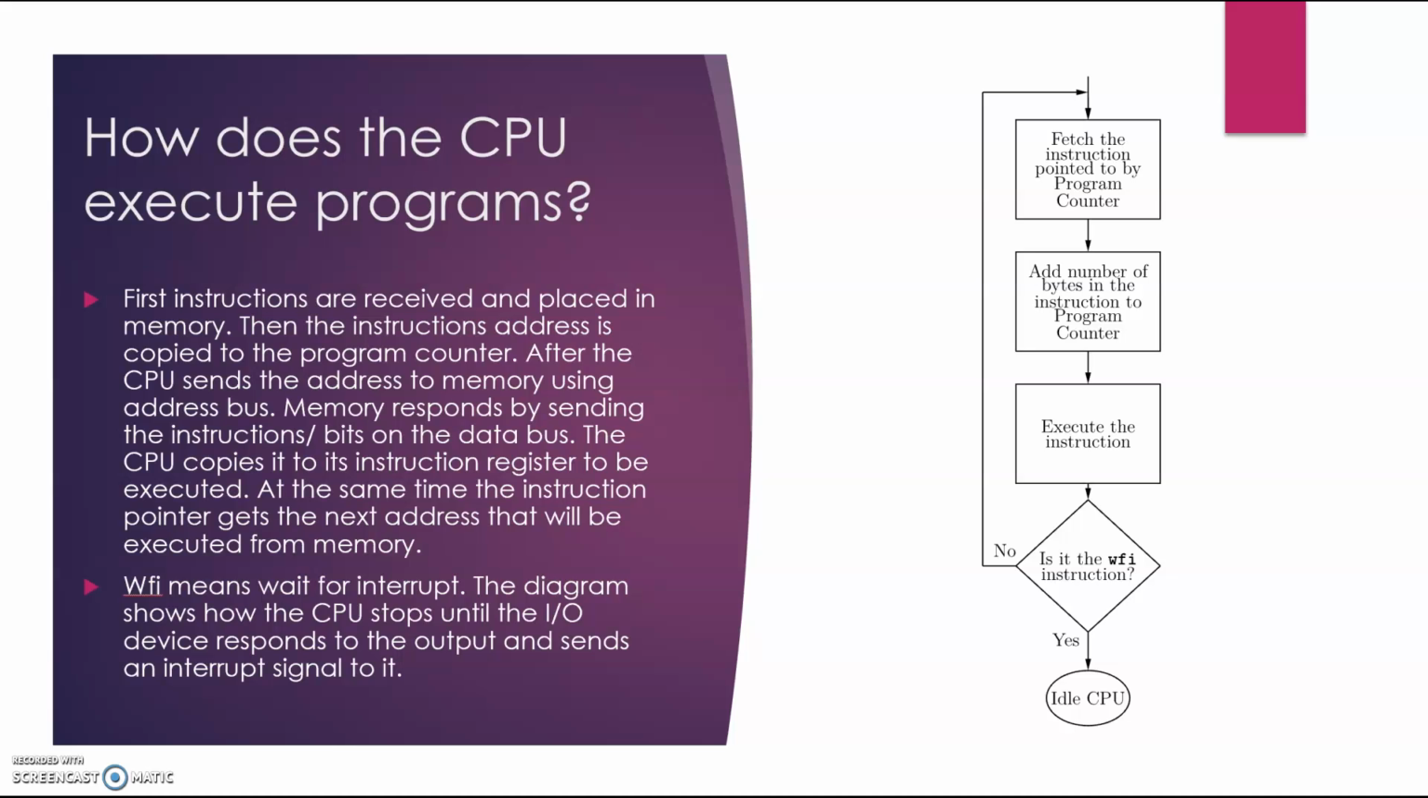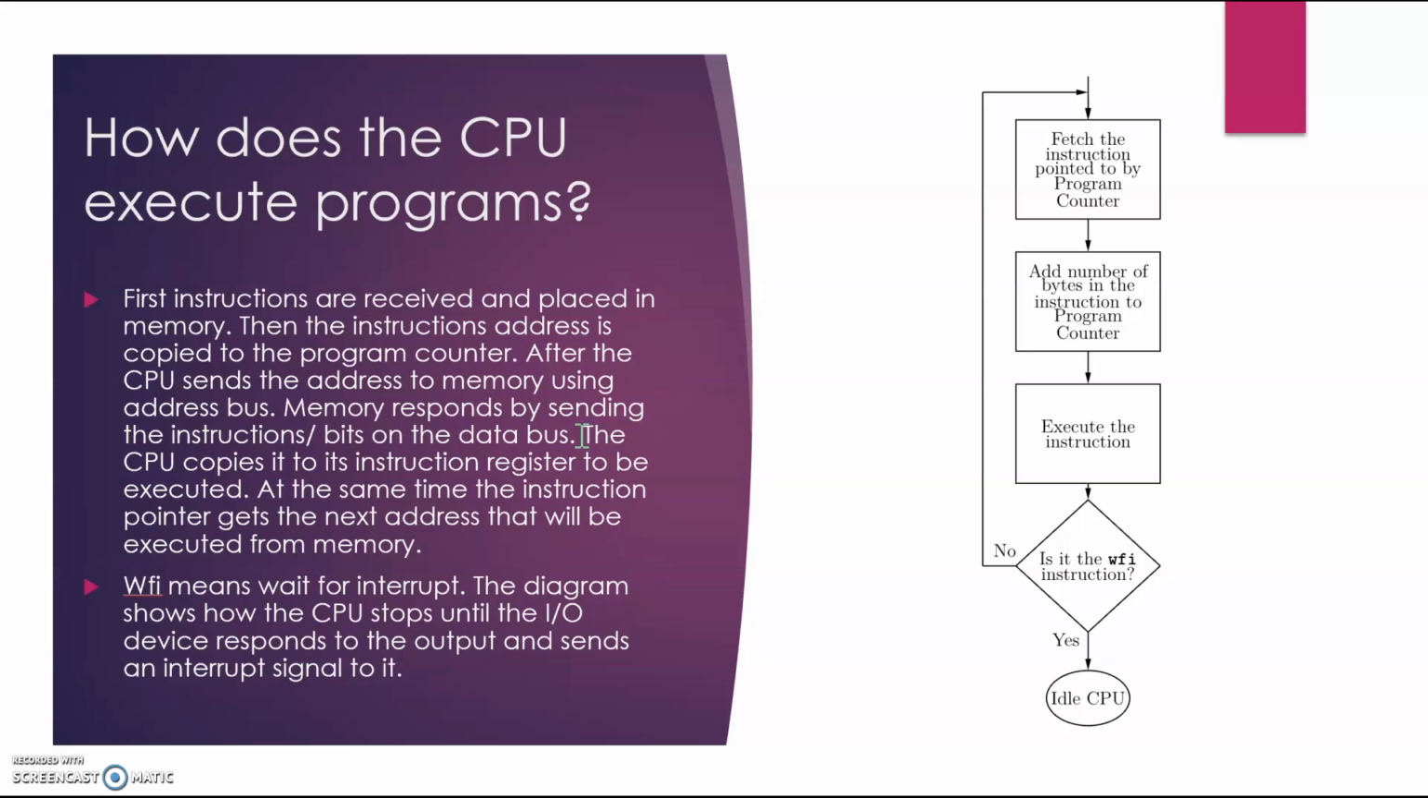But how does it actually execute programs? That's how it interacts with them via buses, but how does it actually execute the programs? So here we can see the first instructions are received and placed in the memory. Then the instruction address is copied to the program counter, the PC. After the CPU sends the address to the memory using the address bus, memory responds by sending the instruction bits on the data bus. So let's stop there and try to explain that.